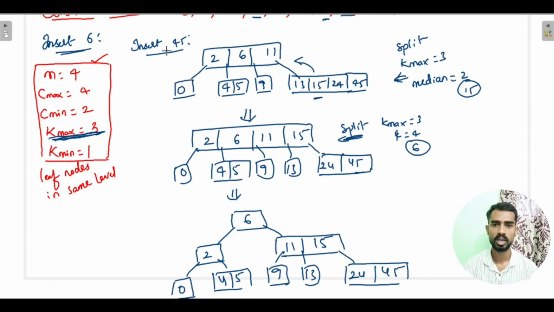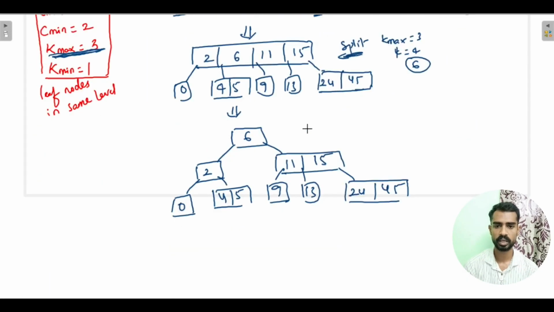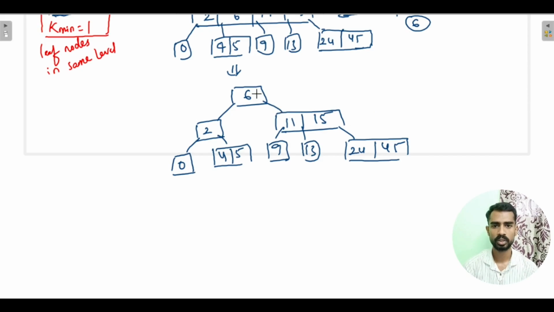Here if you see, we have inserted 45 in the present tree, and after inserting 45 we got this particular node violating the property of the B-tree, which is the Kmax property. So what did we do? We performed the split operation, and after performing it, this particular node is violating the properties of the B-tree. The maximum number of key values is exceeded. Again, what should we do? We have to perform the split operation on this particular node again. After performing the split operation, that is when we will get this particular tree. So here if you see, in this tree, none of the nodes are violating the properties of the B-tree. So now we are okay with this particular tree.